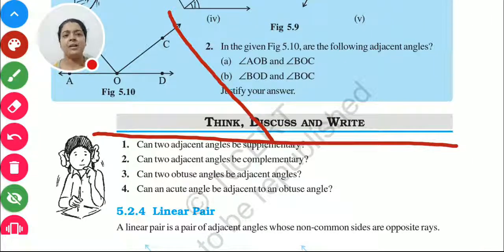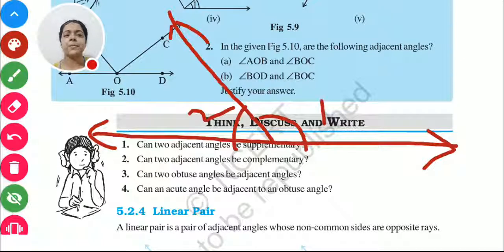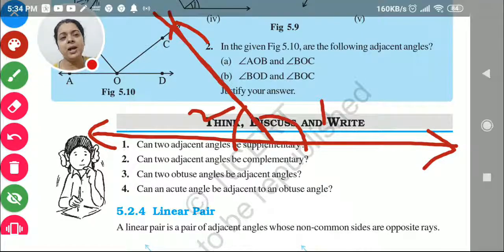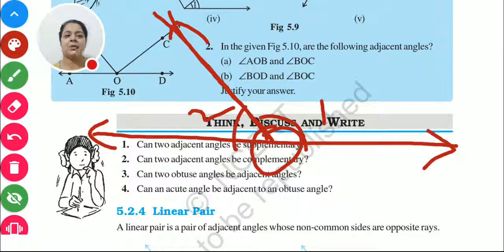So what we find is that both the angles, when added together, form a supplementary angle, right? And what is common here? The common arm and the common vertex. So undoubtedly, yes, two adjacent angles can be supplementary. Two adjacent angles can be supplementary. How? Let me repeat it.